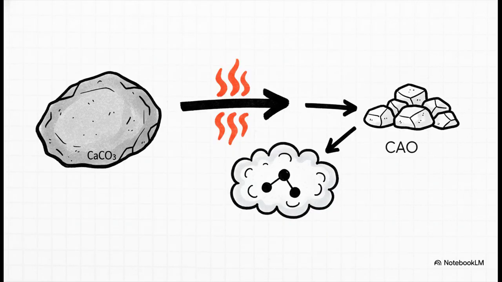And here's what that looks like as an equation. This right here is the heart of the whole issue. You've got limestone, CaCO3, you add heat, and it breaks down into lime, CaO, and carbon dioxide, CO2. See, the CO2 isn't just a byproduct of burning fuel, it's a product of the rock itself. There's no way to make the lime without releasing the CO2.